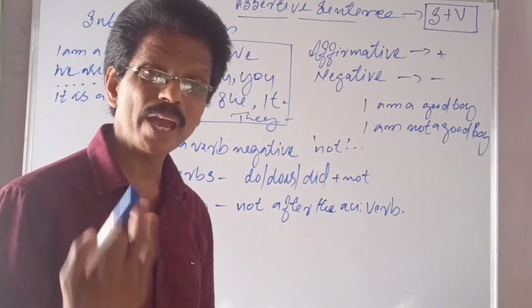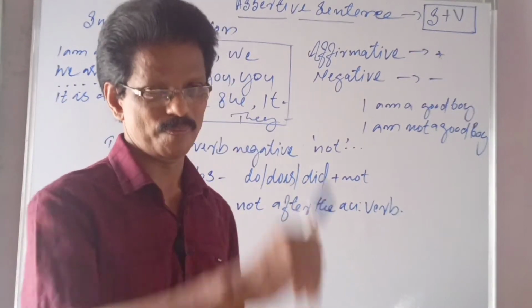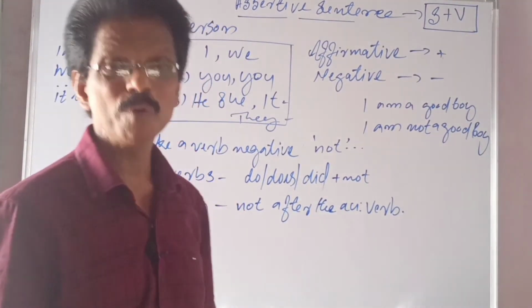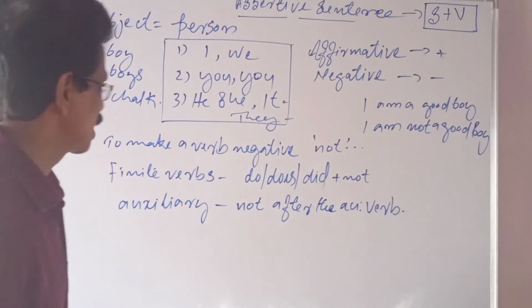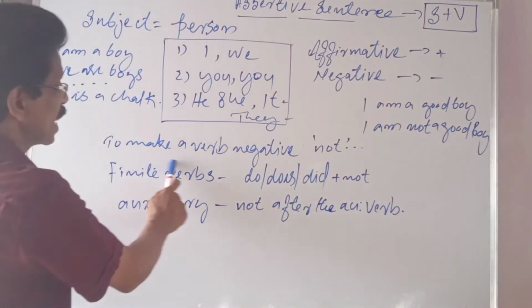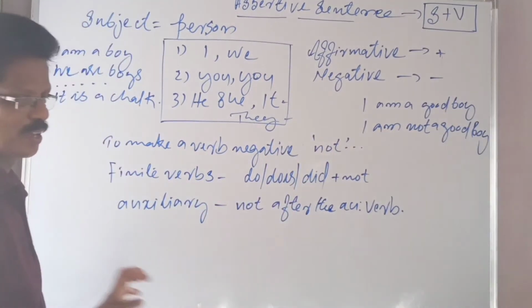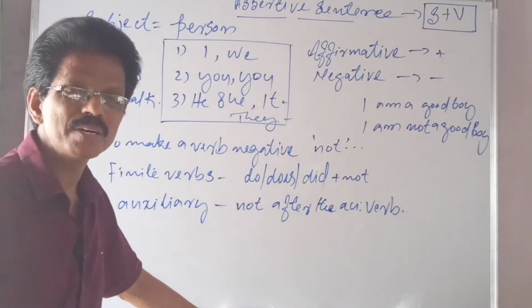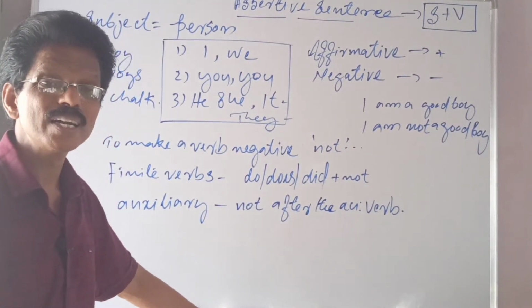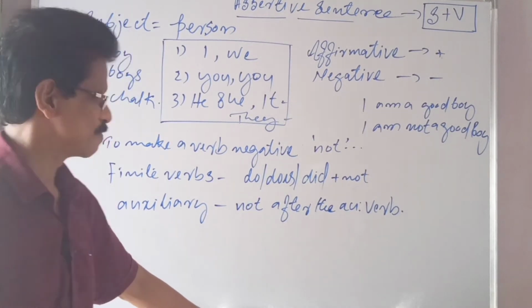So, how to make a verb negative? That is what we have learned. To make a verb negative, the word not is used.